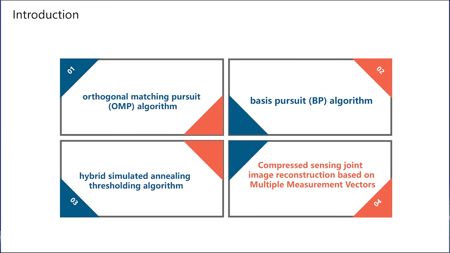critical problem. In order to improve the quality of the reconstructed image for compressed sensing, a novel compressed sensing joint image reconstruction method based on multiple measurement vectors is put forward in this paper.